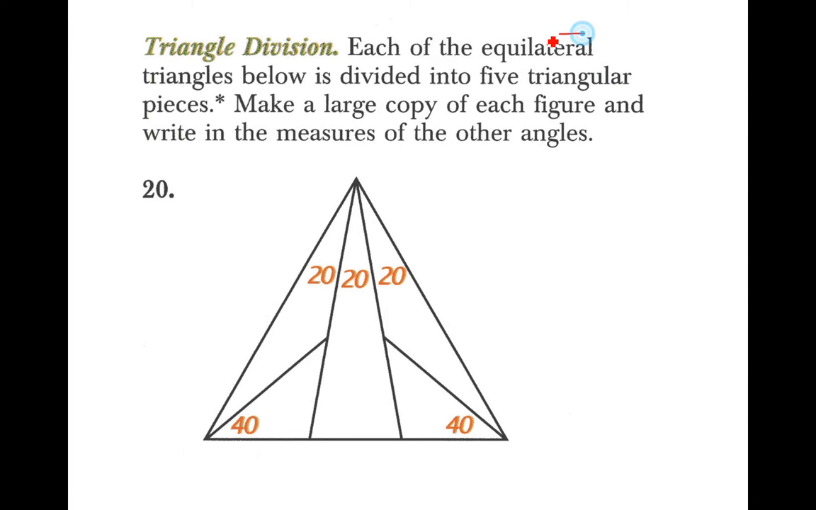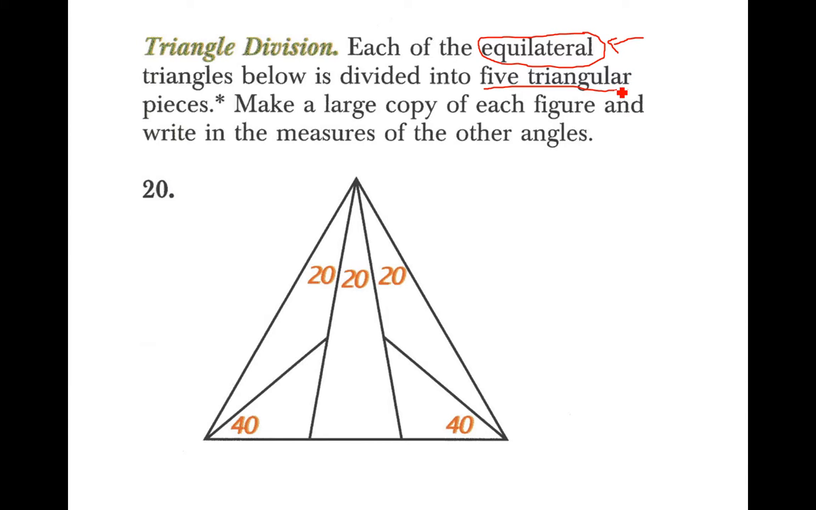All right, keep track of the given here. These are equilateral triangles, these next several, divided into 5 triangular pieces. You can see them here, 1, 2, 3, 4, 5. Make a copy on your paper and write in all of the other angles. It's important to remember that it's equilateral.